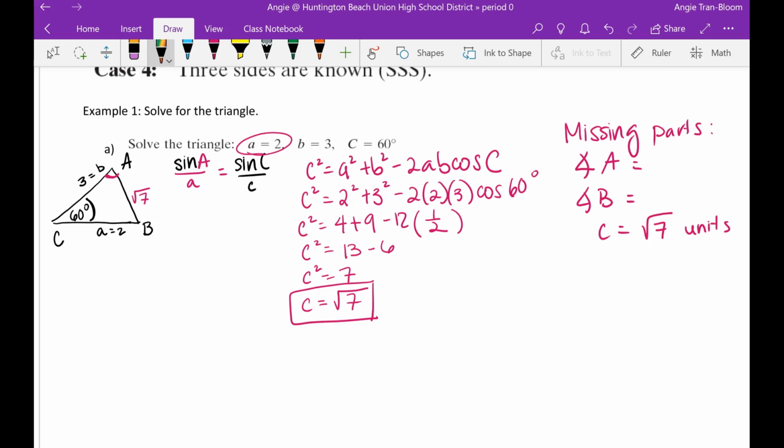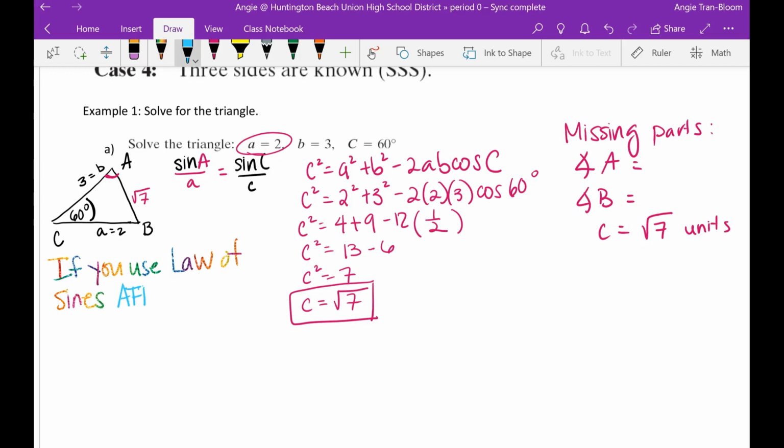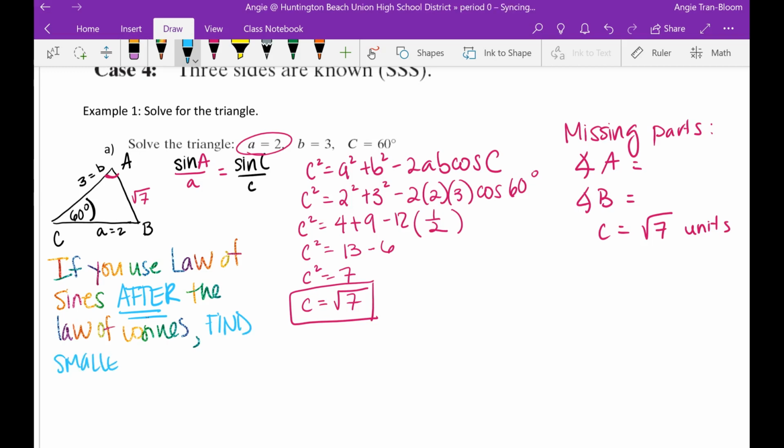Okay. If you use law of sines, and here's the word after. After, super important. The law of cosine. Make sure you find the smaller angle first, okay? Find smaller angle first. All right.